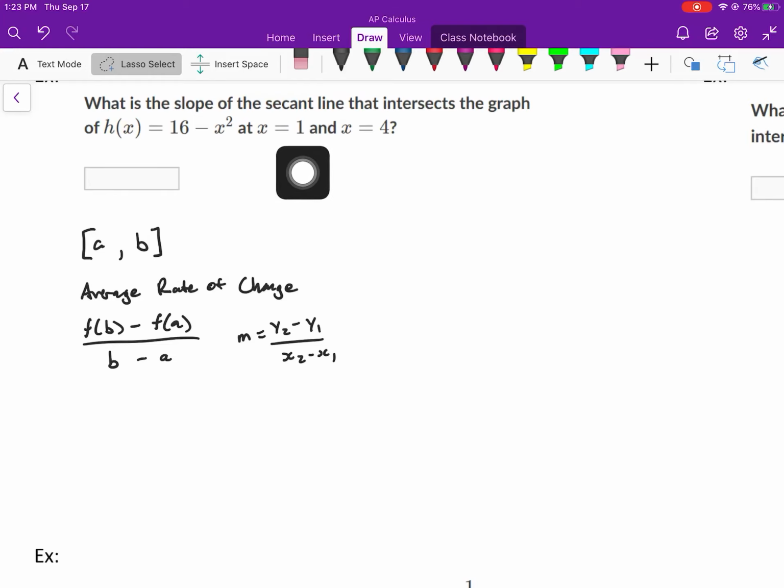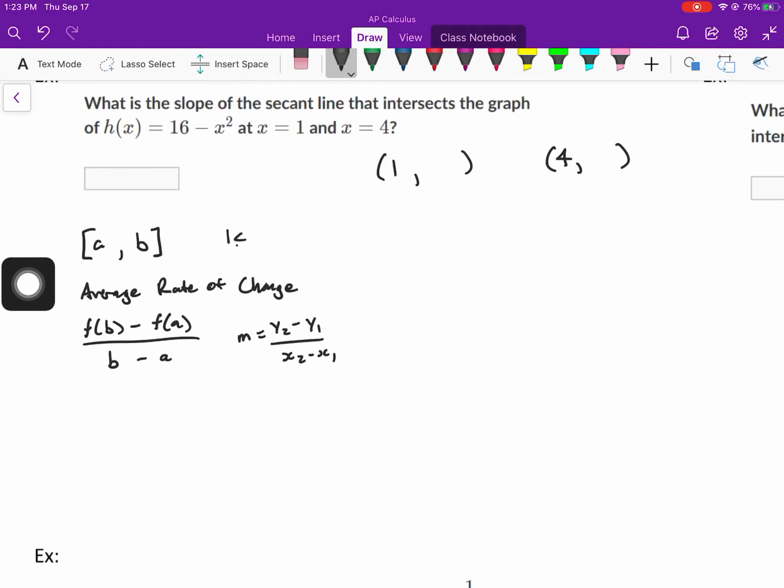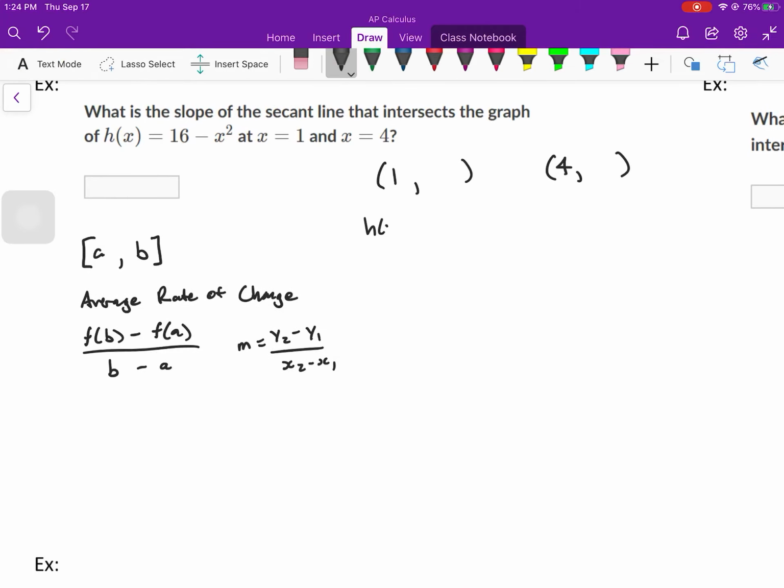So what are our two x values, or two endpoints? 1 and 4. So one point is 1, and the other one is 4. Those are x values. And sometimes they put it in interval notation like this, or they might say it like this, on the interval. But this is one where they're saying, what's the slope of that secant line through the graph here? It's another way of saying average rate of change. So what we're going to do is find the outputs, the y values. So h of 1, 16 minus 1 squared is 15. And then h of 4, 16 minus 4 squared, which is 0.